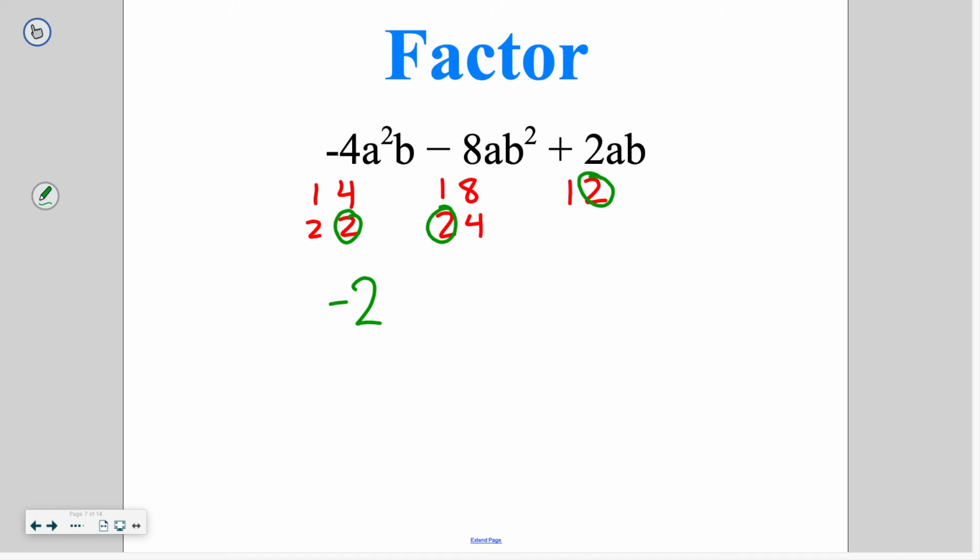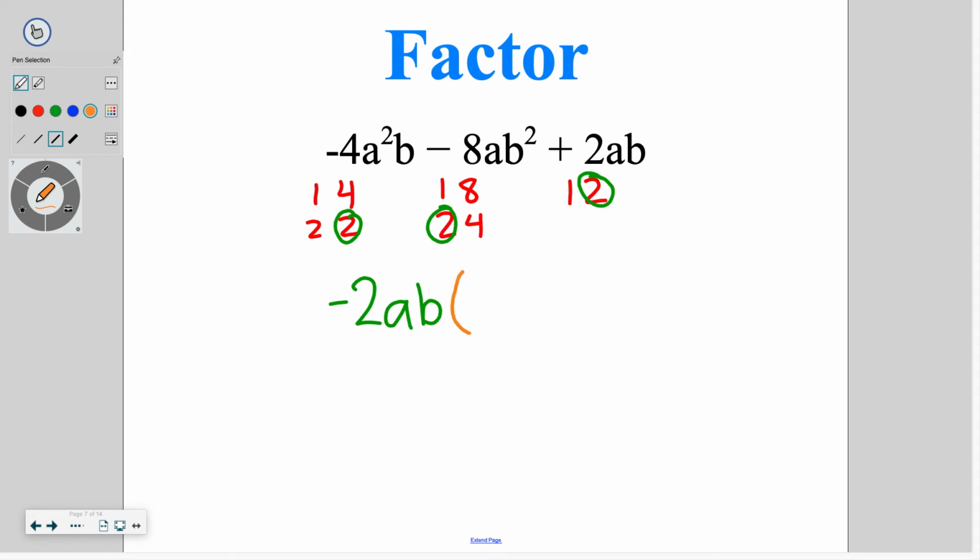Then we've got to deal with our variables. I've got a squared, a and a, so I can pull out a singular a. I've got b, b squared, and b, so I have a singular b to pull out. Then I'm going to go through and I'm going to have the rest of my factors. So negative 4 divided by negative 2 gives me a 2. I had 2 a's, I pulled out 1, which leaves me with 1 over. Had a b, pulled it out, nothing else there.